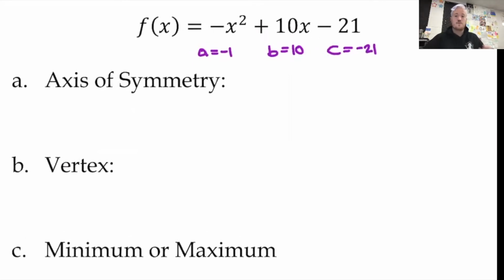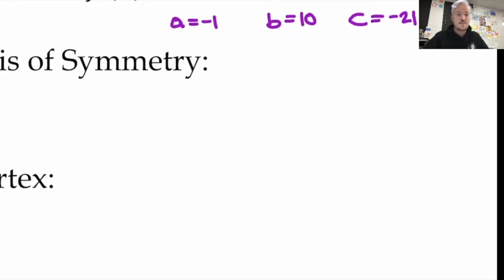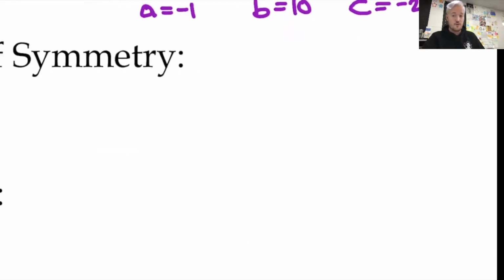Here's the thing. We don't have our graph. How are we going to find the axis of symmetry? I'm glad you asked. There's actually a formula for you. To find the AOS, if you're just given the equation, it's x equals the opposite of b over 2 times your A value.